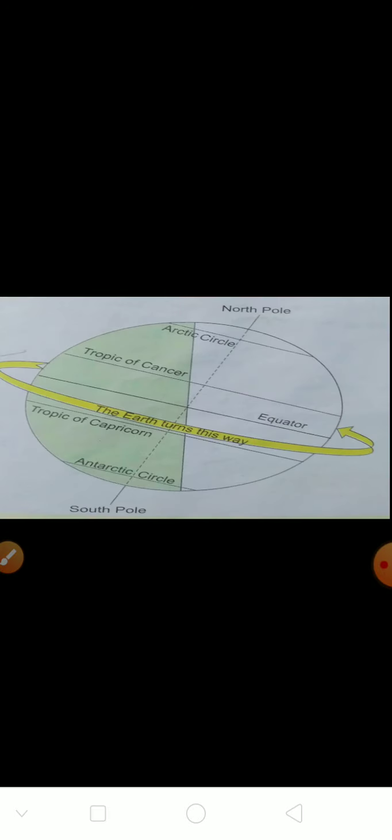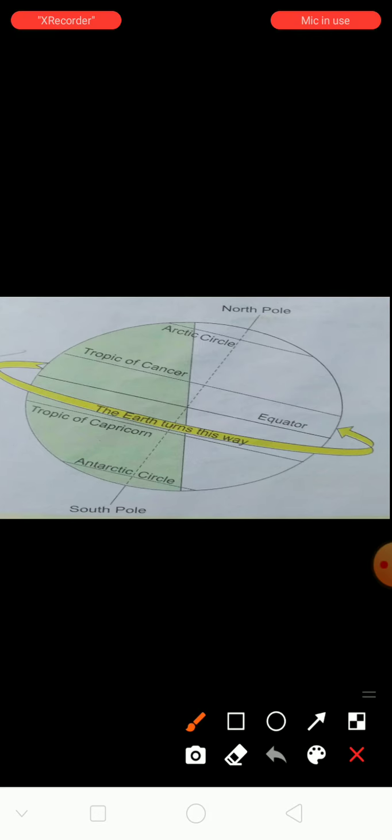See here, important parallels of latitude. There are 4 important parallels of latitude here. First one is the Tropic of Cancer. The next one, the Tropic of Capricorn. The next ones are the Arctic Circle and the Antarctic Circle. These are the important parallels of latitude.